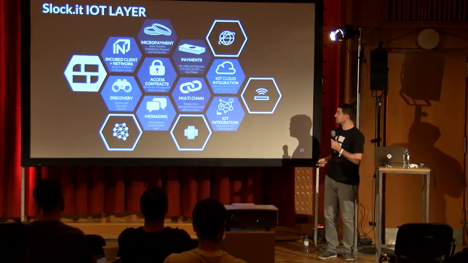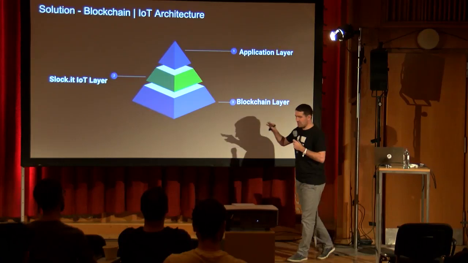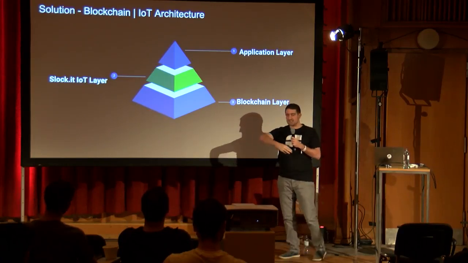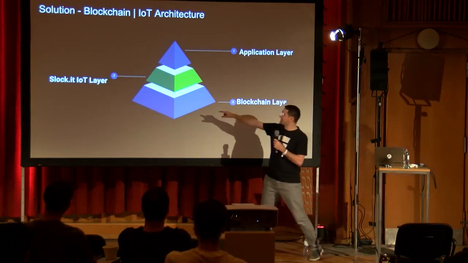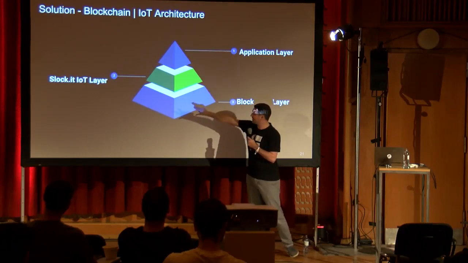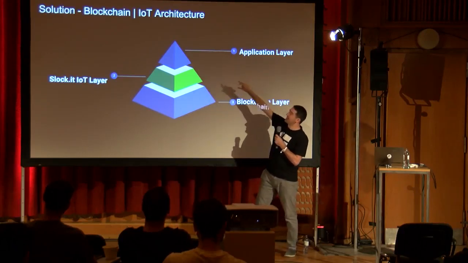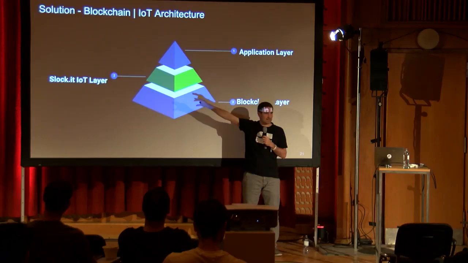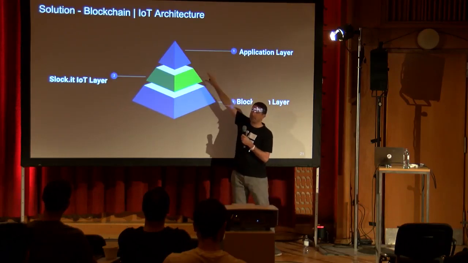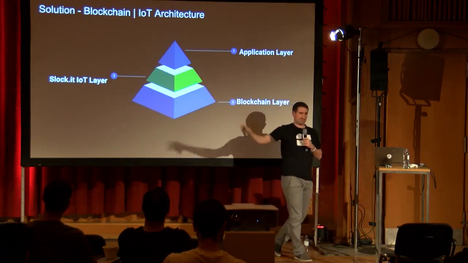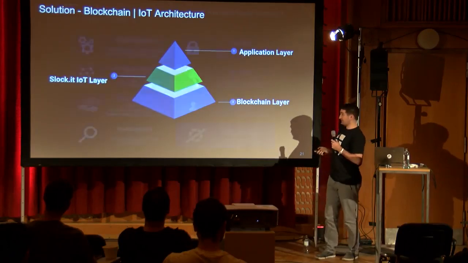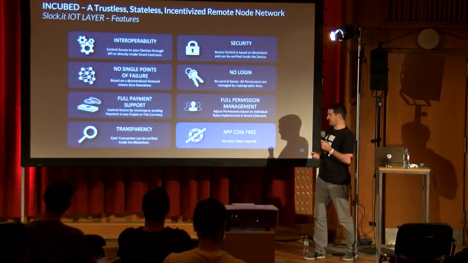So if you ask where it all fits in this ecosystem, well, if you think about Ethereum or Polkadot and others as a blockchain layer, then there is a Slock.it IoT layer in between if you build something which needs those tools, and you have the application layer on top. That's where we sit. Important here are some features of the system.